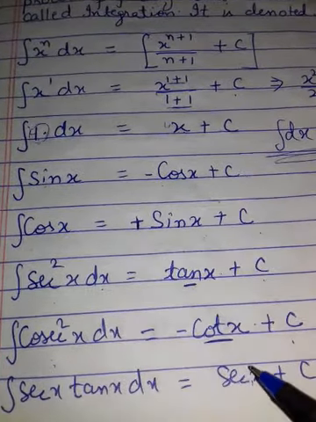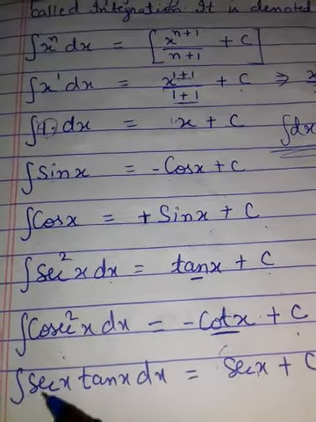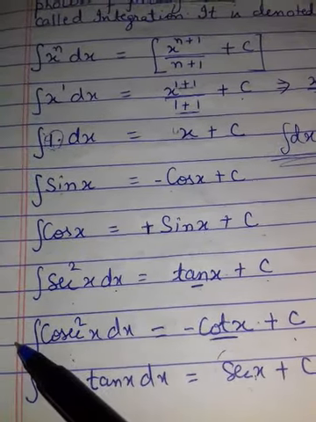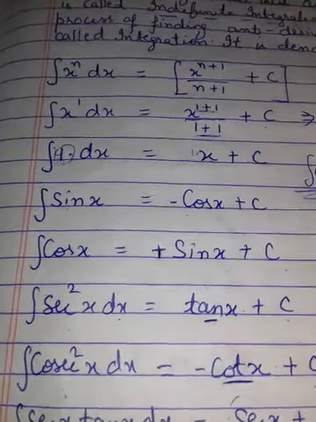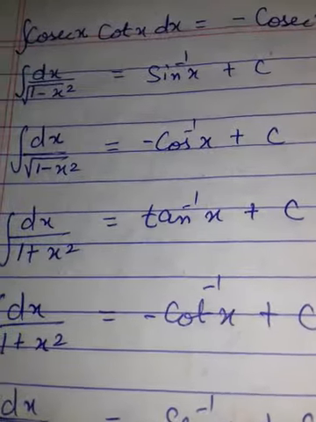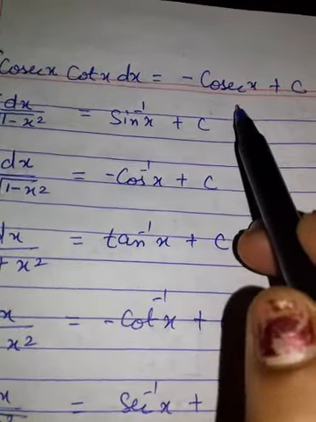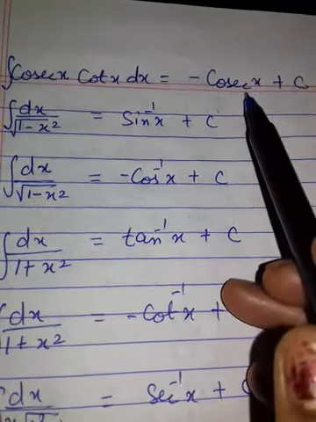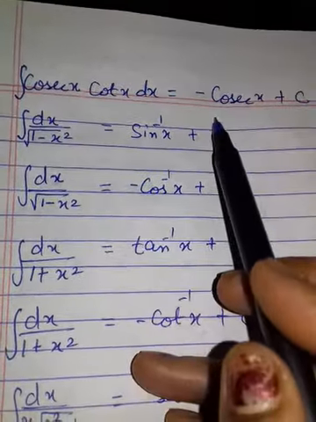You know that the derivative of secant is secant x tan x. What is the derivative of cot x? Minus cosecant square x. So according to that, now you are doing its integration, meaning you are taking the antiderivative. Now the next formula is cosecant x cot x dx. This is equal to minus cosecant x plus c. You know the derivative of cosecant x is this one, so its antiderivative will be this one.